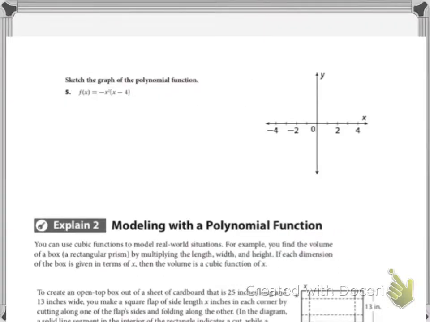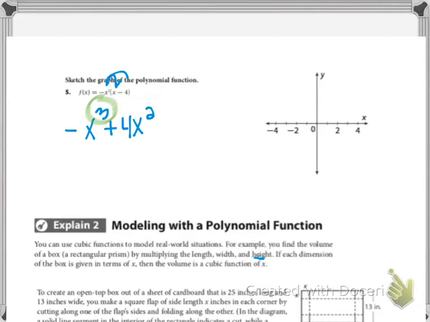Let's try one more. Okay, so expanding this one out, because that's a negative x squared that I'm going to distribute through, that would be negative x cubed, and then negative x squared times negative 4 would be plus 4x squared. So the dominating power, that highest degree, is 3, and it starts off with a negative.